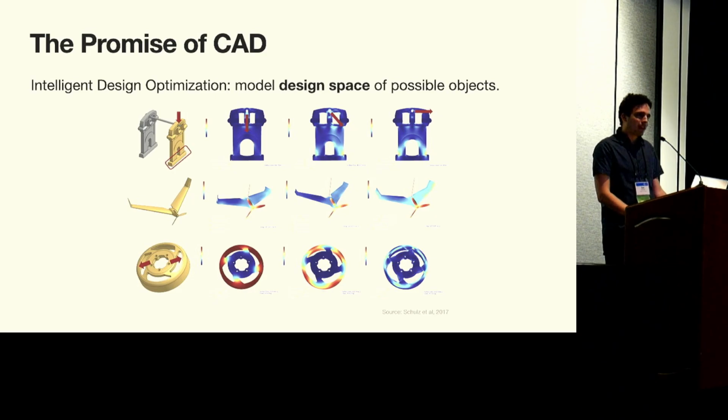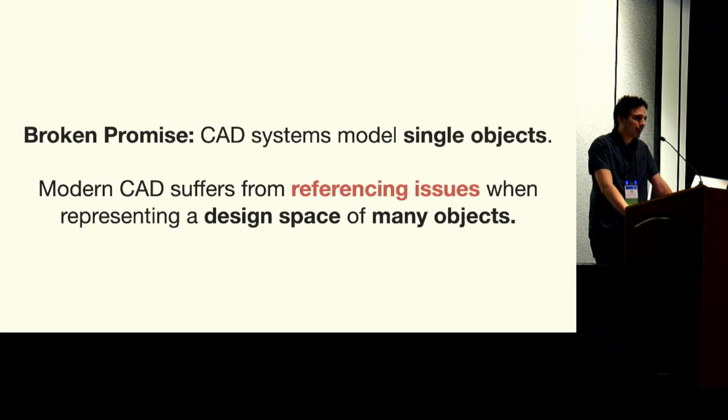And it would be really great if we could do this, but unfortunately, because CAD systems are designed to model single objects, they assume that there is a programmer there in the loop. Every time the parameter changes, the CAD system assumes that somebody is there looking at it, making sure that, yeah, this was the right thing. Because modern CAD has optimized for this use case, and is not yet optimized for the use case of designing many objects. In fact, it contains many semantic issues with respect to what we're going to call references.